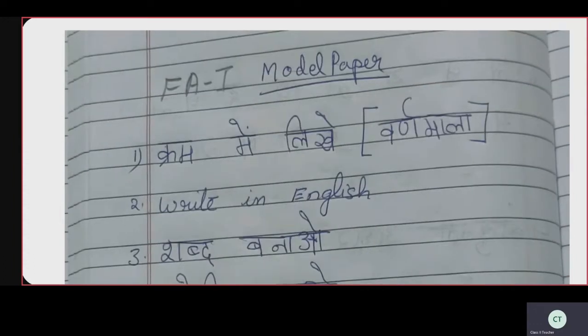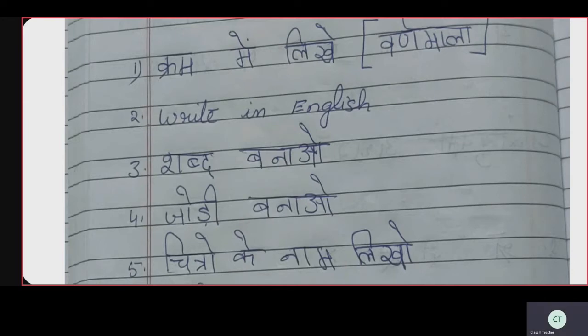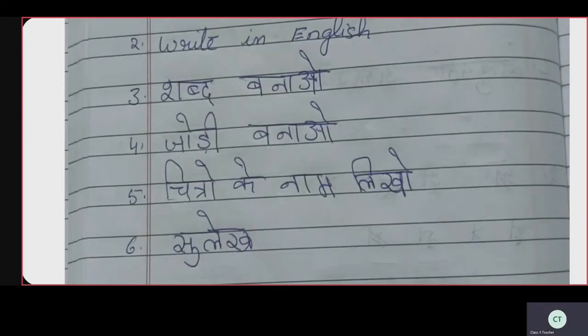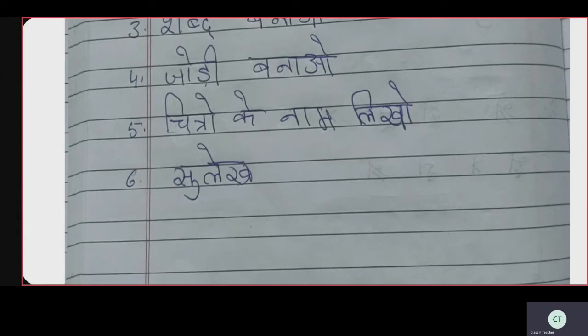First is Varnamala Kram mein likhiye. Write in English. Shabd banao. जोड़ी बनाओ, चित्रों के नाम लिखो, and last सुलेख. सुलेख means copywriting. Okay, don't get confused. What is given there, you have to write neatly, perfectly within the line, stretching the line. Everything you write neatly. That is copywriting.